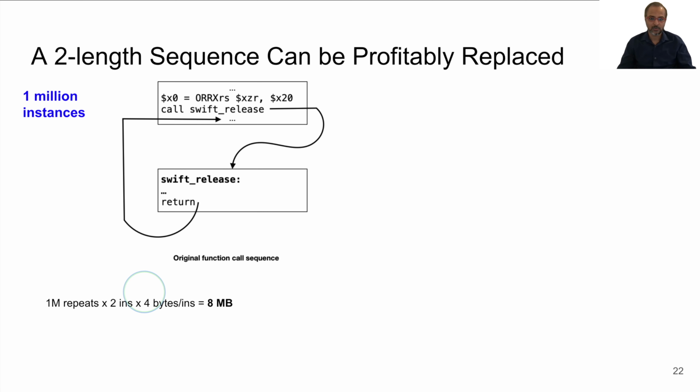Here is a sequence of two instructions that I showed previously. The first instruction moves the register x20 to register x0, and the second instruction makes a function call to Swift release function. Assume this sequence appears 1 million times. That is, 1 million times 2 instructions times 4 bytes per instruction is 8 megabytes here.